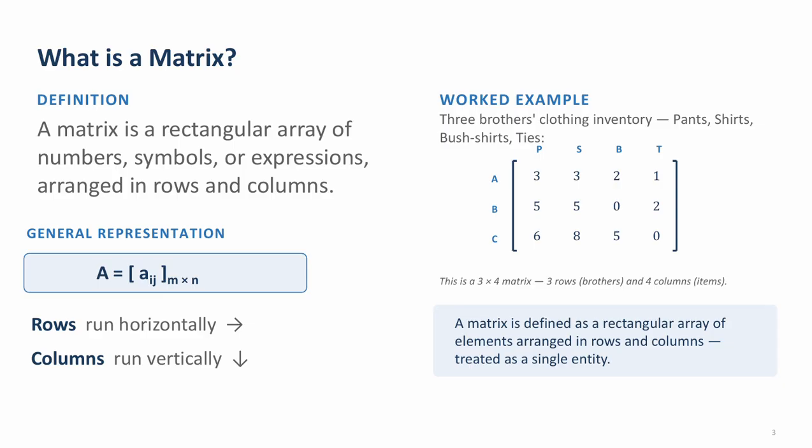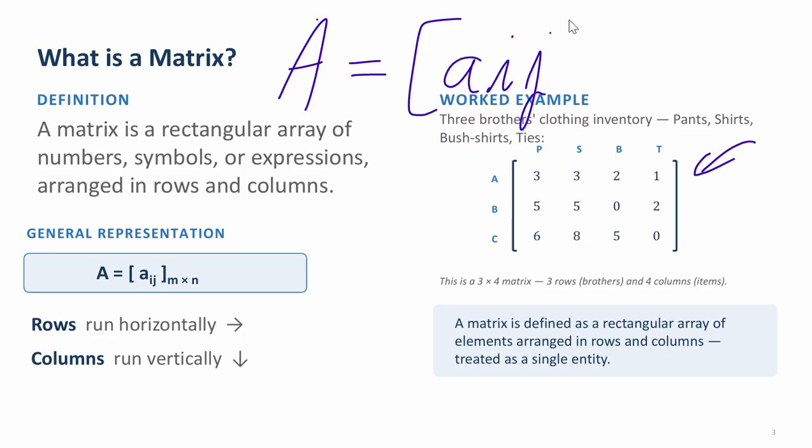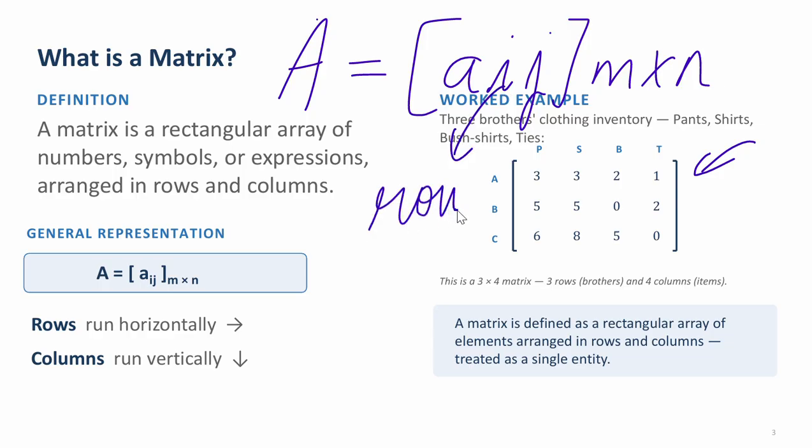A matrix is a rectangular array of numbers, symbols, or expressions arranged in rows and columns. So can you see numbers here? They're arranged in rows and columns, right? So that is how we basically depict a matrix. Okay. The general representation of a matrix is A = [aij] m×n. i here represents a row, j here represents a column, right? And m×n basically represents the total number of rows and total number of columns in the matrix.